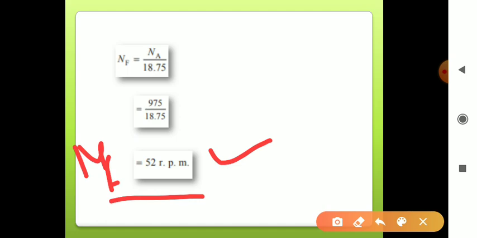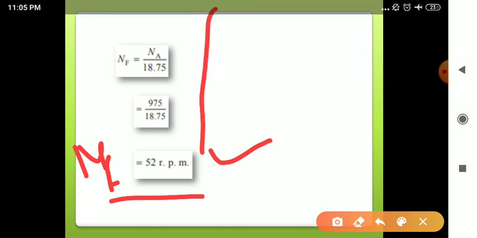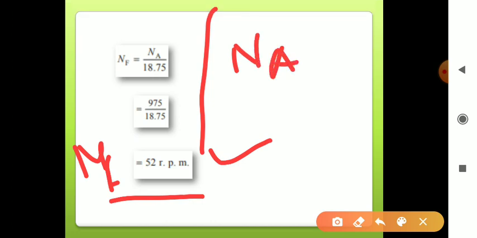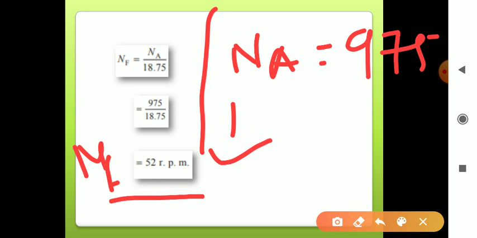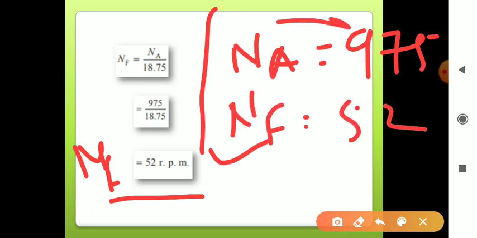Now see here, the value they have given is na, the speed of gear a, equal to 975, and nf is equal to 52. That means this is the speed of the first driver, and this value 52 is the speed of the last driven. That means that much speed reduction is achieved here.